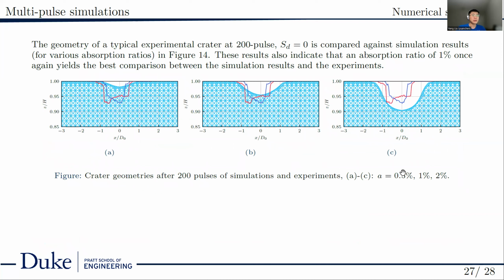The geometry of a typical experimental crater at 200 pulses, SD equals 0, is compared against simulation results for various absorption ratios from 0.5% to 2%. And this result also indicates that an absorption ratio of 1%, once again, yields the best comparison between the simulation result and the experiments.